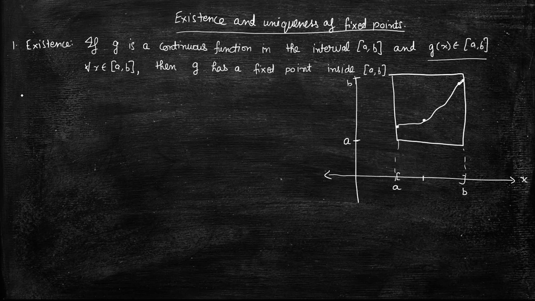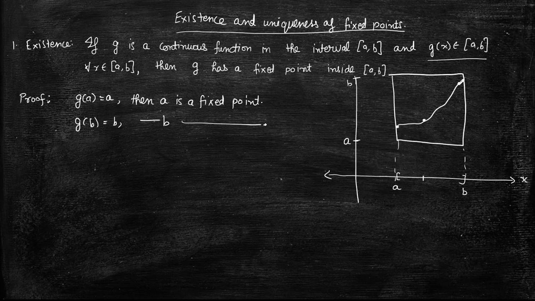So now the proof. There will be three cases. If g(a) is equal to a, then a is a fixed point, and our theorem is true. If g(b) is equal to b, then b is a fixed point, and our theorem is correct. So now we have to take the case when g(a) is not equal to a and g(b) is not equal to b.